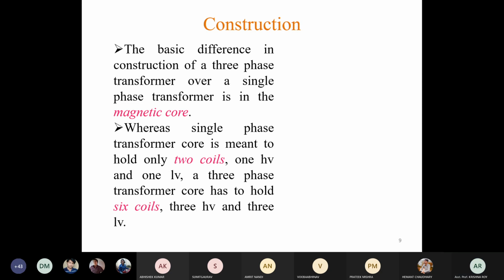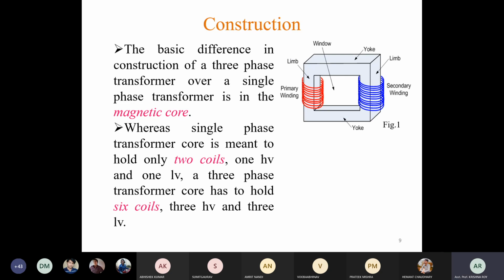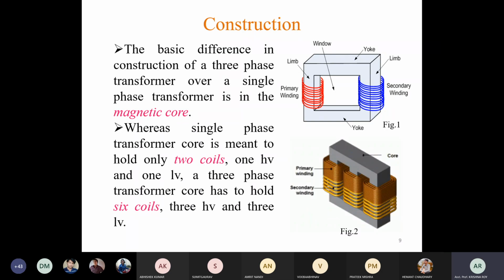In case of zigzag or interstar connection, the core has to hold 9 coils. Okay, for star or delta connection, it has to hold only 6 coils. This is a single phase transformer core. You can see there are 2 legs or limbs and 2 coils are placed separately, but in actual transformer it is not so, you know that. And this is a 3-phase core showing 6 coils, 3 primary windings and 3 secondary windings.